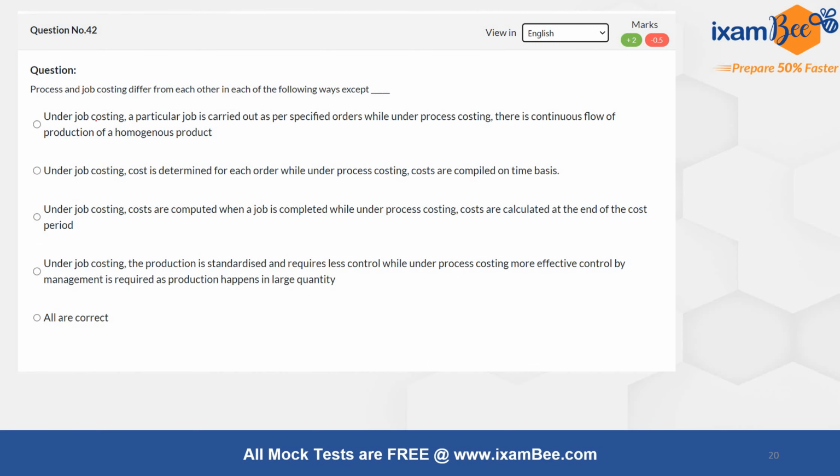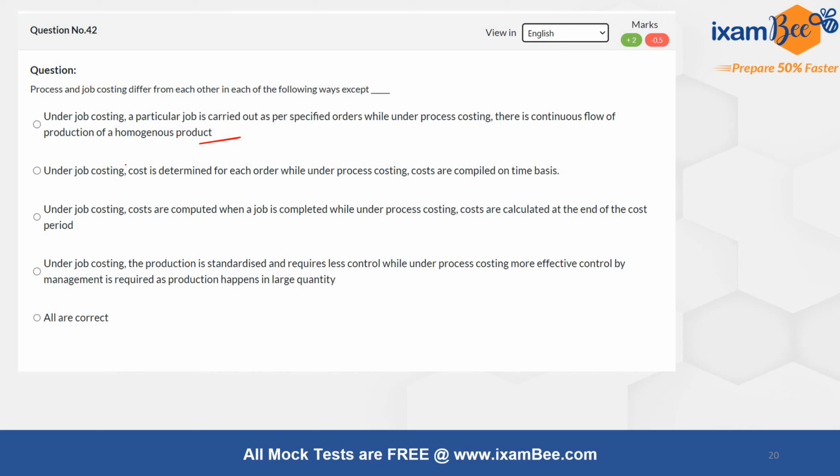Next question: process costing and job costing differ from each other in each of the following ways except which of the following? Under job costing, a particular job is carried out as per the specified orders, while under process costing there is a continuous flow of production of a homogeneous product. So this is a correct statement. Under job costing, cost is determined for each order, while for process, cost is compiled on a time basis. So that is also correct.